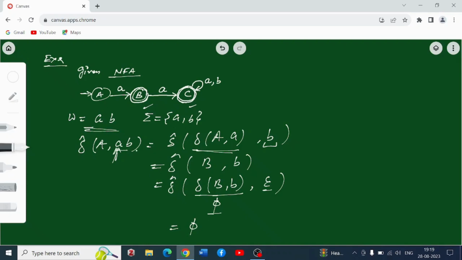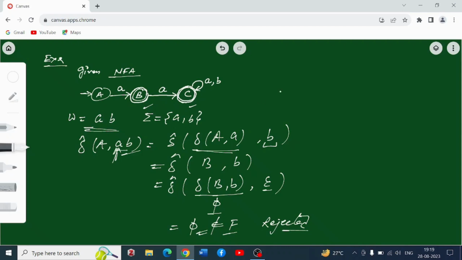So as a result of processing this input string, we are reaching phi, which is not a final state. Therefore, the input string AB is rejected, as phi does not belong to the final state set F. Therefore, this input string is rejected.